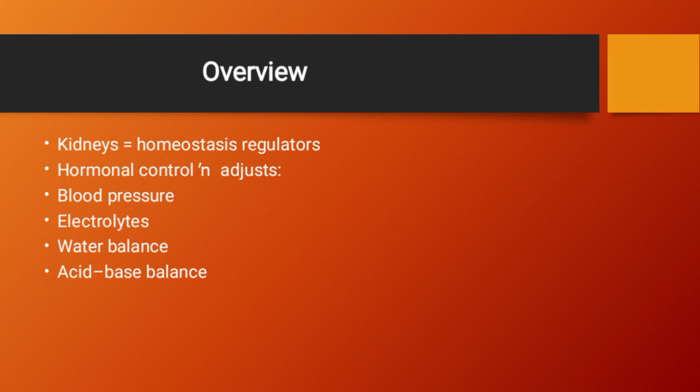We will take the overview. The kidneys play a central role in homeostasis. Hormones regulate renal function by influencing tubular transport, vascular tone, and urinary concentration. This ensures proper control of blood pressure, electrolytes, fluid balance, and pH.